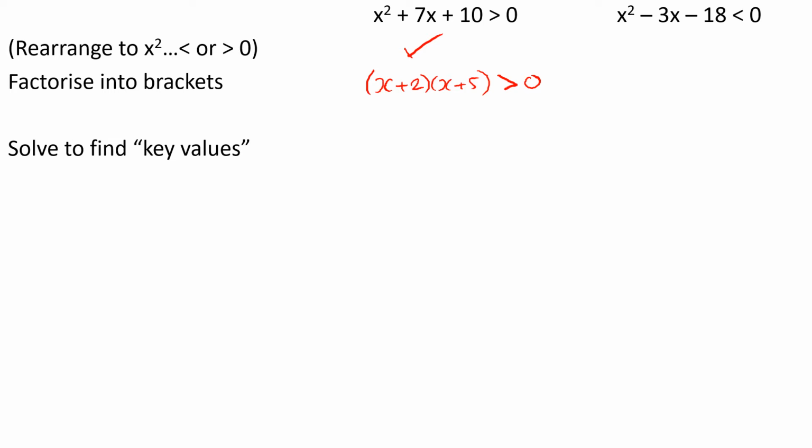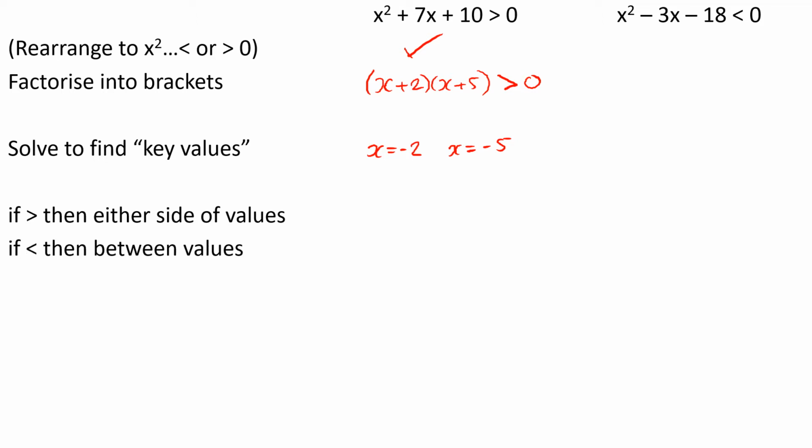Secondly, we need to solve to find the key values. So that's where we set each of these brackets equal to 0 and we solve them. In this case, we can use the little shortcut that it's just going to be the negative of those two brackets. So our two key values are -2 and -5. Cool. So this is the extra step though, because those first two are just the same as solving a quadratic equation. If it's a greater than symbol, then we want either side of the values, and if it's a less than symbol, we want to be between the values.